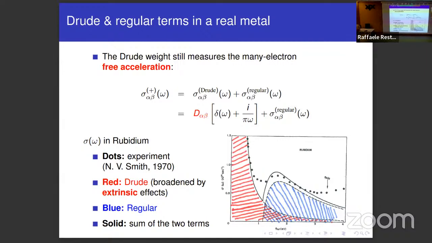The authors measured these points, and then plot them as a sum of a regular part, which I colored in blue, and a Drude peak, which is colored in red. And it is not a delta because it's broadened by extrinsic effects. Of course, the first-principles theory will not give you the broadening, it only gives you a delta. But the integral under this Lorentzian, I would say, is the same as the Drude weight.